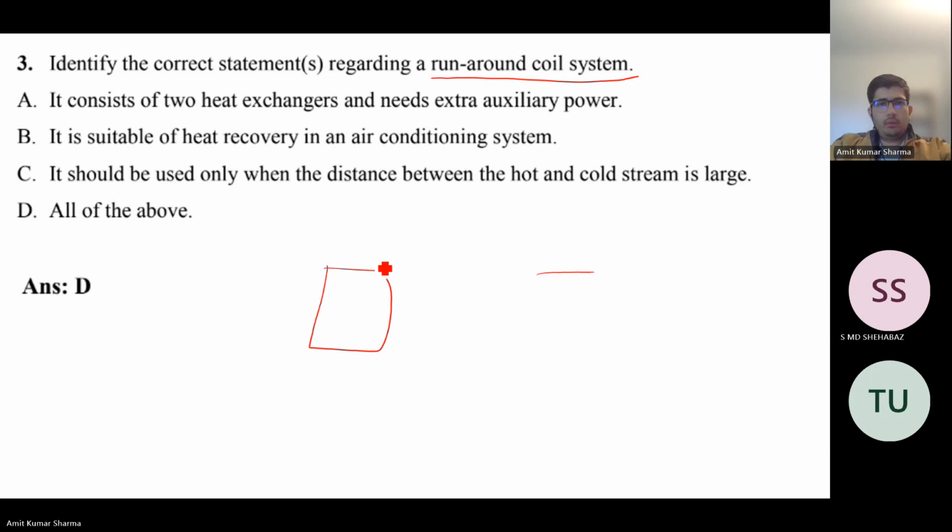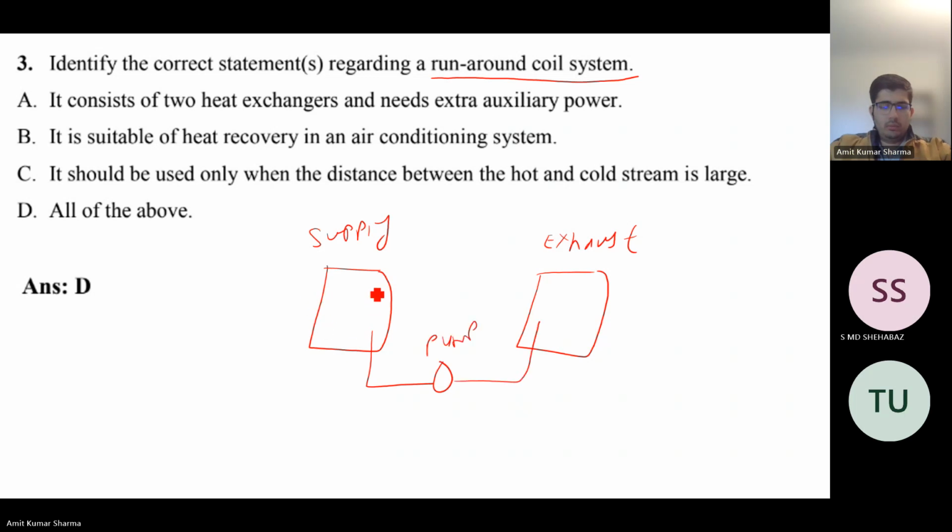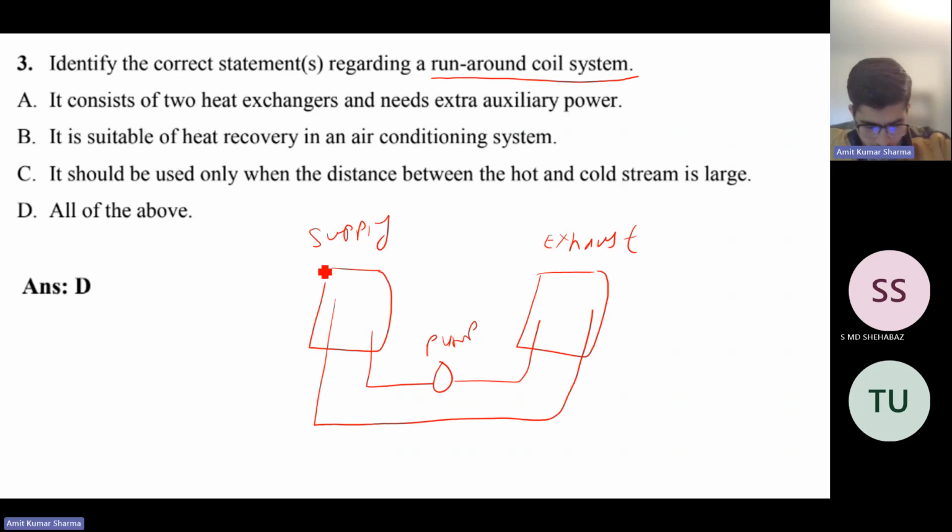Okay. So maybe you can say this side is supply, or this side it will be exhaust, and the connections are like this. We're using a pump here. Okay, and one other line is also there.